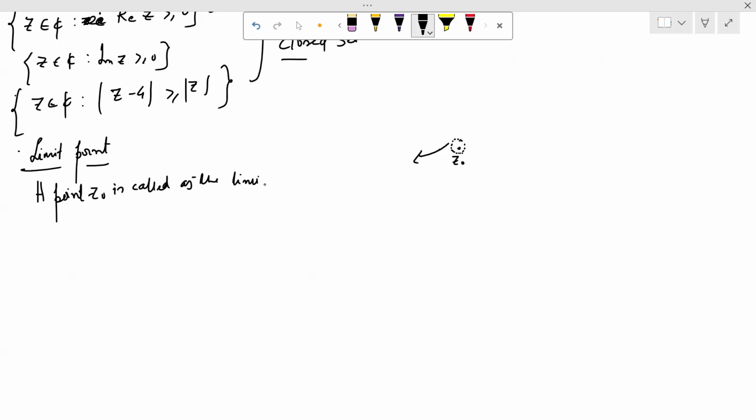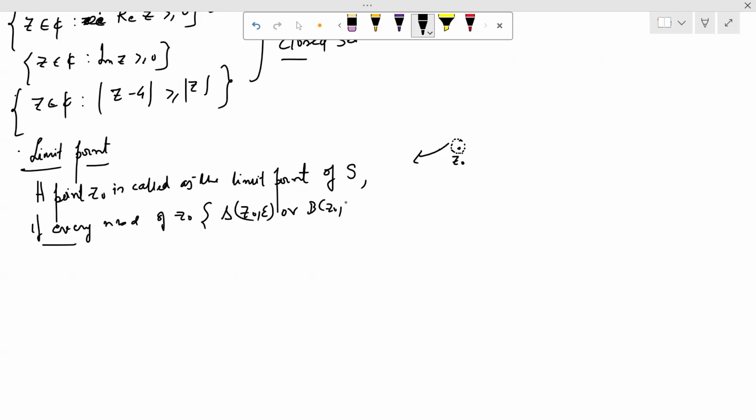A point z naught is called a limit point of a set S if, please remember, every neighborhood of z naught, that is N(z naught, epsilon), or you can say whatever you like, contains a point of S other than z naught.